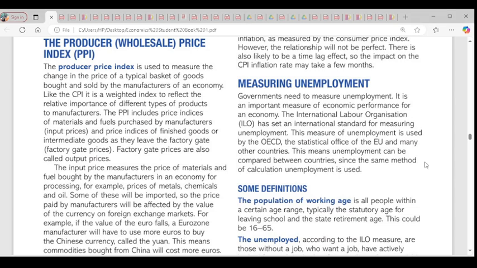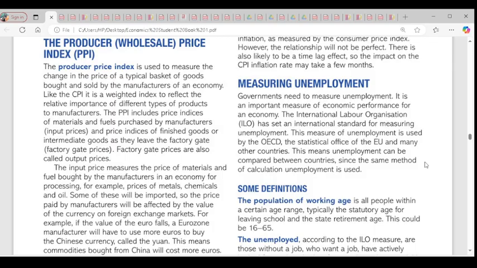We continue with inflation, the measurement of inflation. In the previous class we talked about the consumer price index, which measures inflation from the perspective of consumers. Today we're going to the PPI, the producer price index, which measures inflation from the perspective of manufacturers.